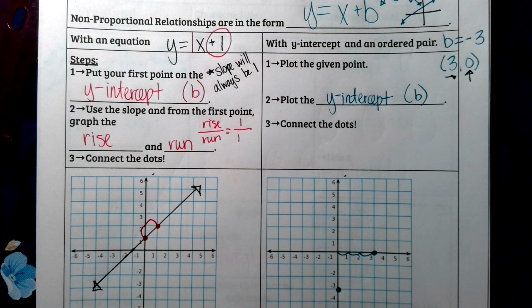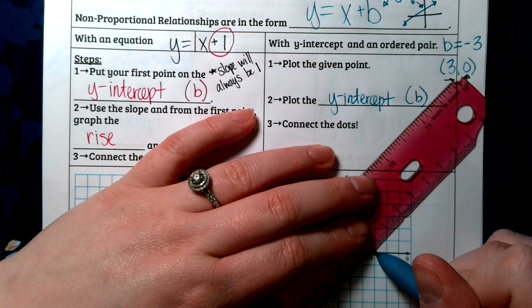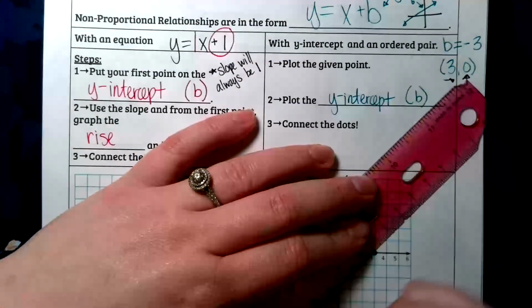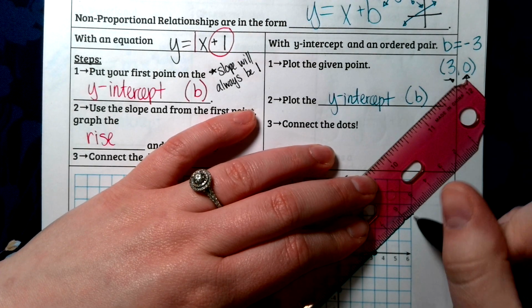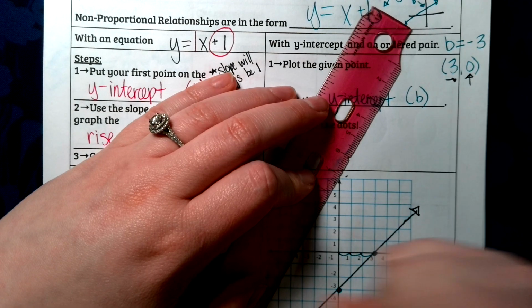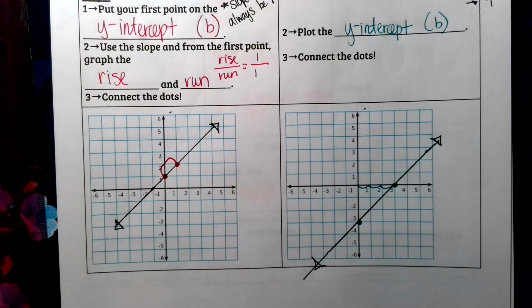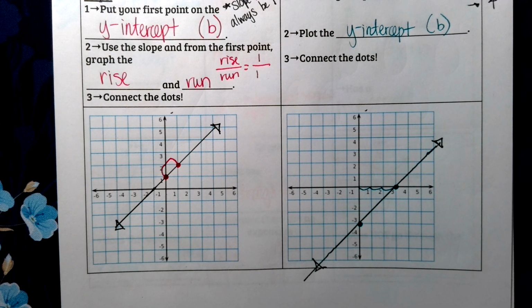Once I've got 2 dots, bam, that's enough for my straight line. Connect the dots. Oh, I didn't use black pen. Connect the dots. And there we've got our pretty line. If you're good with that, go ahead and go on and do the practice. If you have questions, please let one of us know.